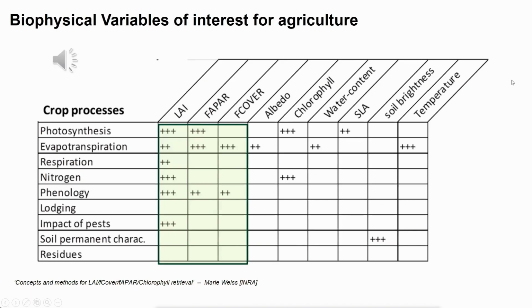In this image, you can see which biophysical variables can be used for monitoring certain features of crops. For instance, for monitoring phenology as a first choice, you would use leaf area index. As a secondary measure, you could use also FAPAR and FCover to complete the information. The same, if you want to see the impact of pests on crops, you would also use leaf area index.